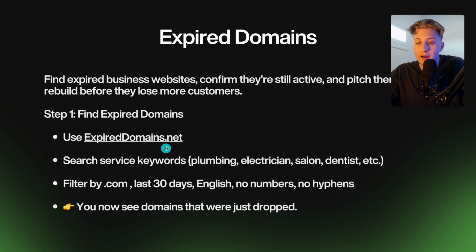So we're going to use expireddomains.net. I'll show you in a sec. And we're just going to search for keywords. So plumbing, electrician, salon, dentist, whatever niche or industry you're working in for your web design. You're going to put in a few different filters like .com, because a lot of these will be kind of spammy SEO sites. We want real people, real businesses, real names. So .com, last 30 days of best results. Obviously English, pick whatever language you're working in, and no numbers or hyphens to help us with the filtering as well. And then you will see domains that were just dropped.